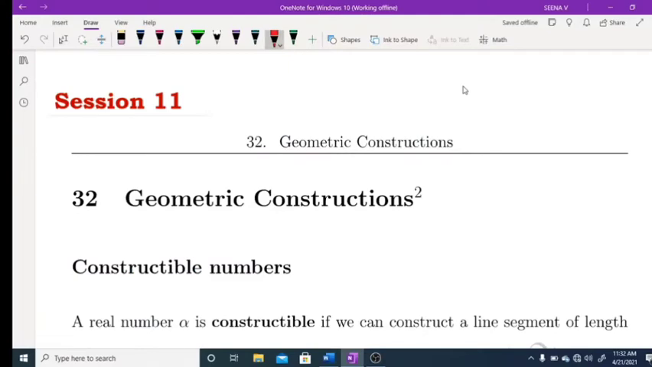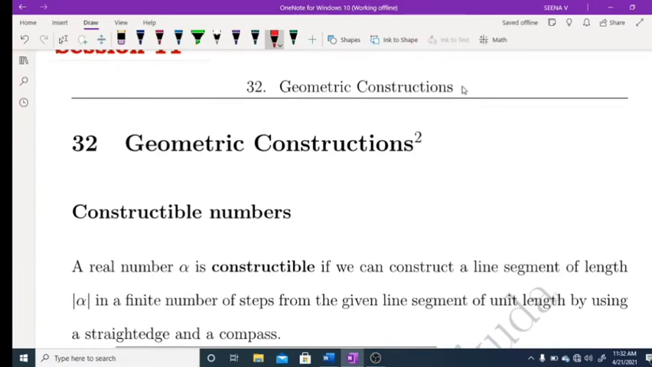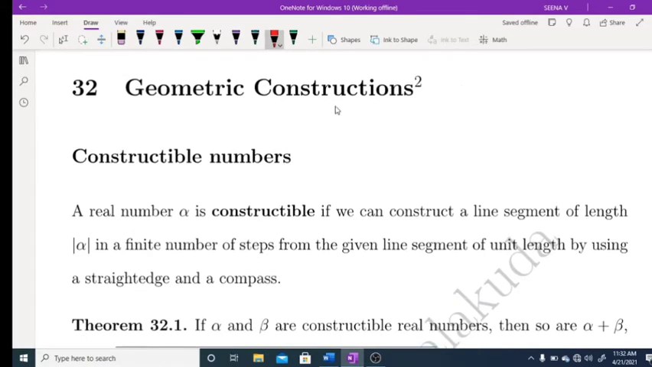Hi, good morning. Today we are going to start our next session, geometric constructions. In this first part, we have to discuss what we mean by a constructible number.